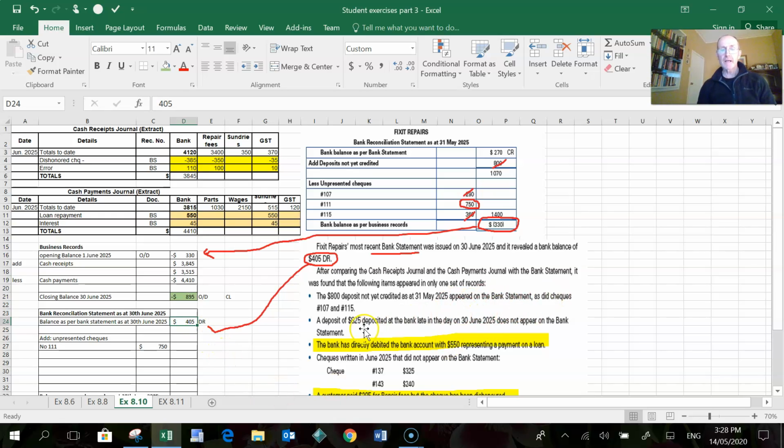All right, then we go to the next dot point, a deposit, $825, deposited late on the 30th of June. So therefore, inside that figure there, inside the 4120, does not appear on the bank statement. So the bank doesn't know about it. So we need to less the deposit not yet credited. I need to leave a gap because there's more unpresented checks. Deposit not yet credited, and that is for $825.